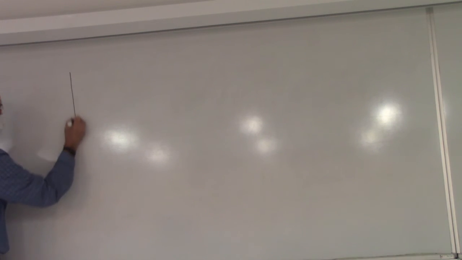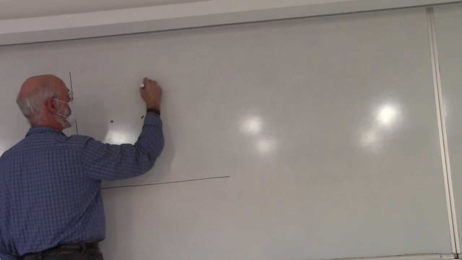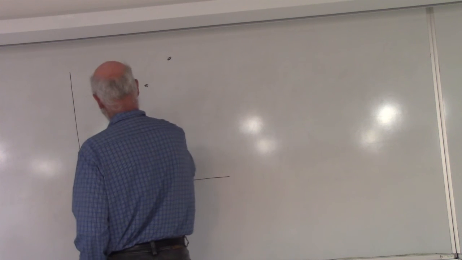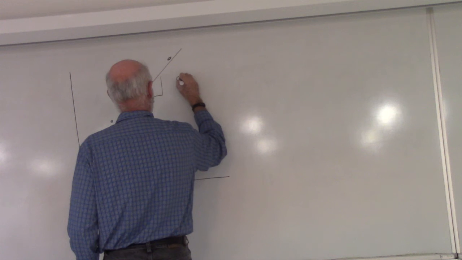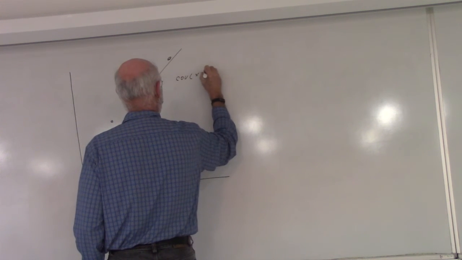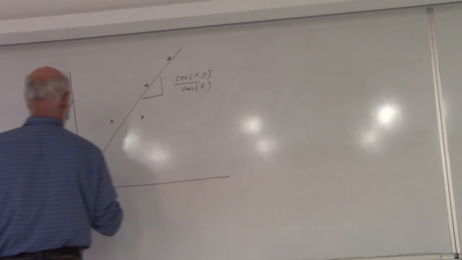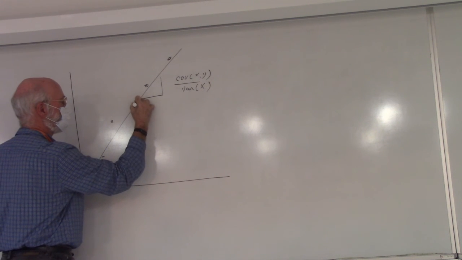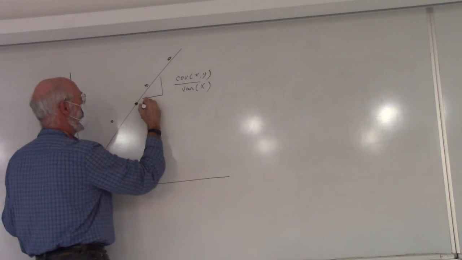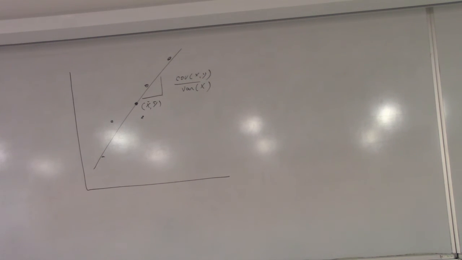So, we're going to take our data points. We're going to find the line that has the slope covariance of x comma y divided by the variance of x. And that line is going to go through the point x bar comma y bar, like that. That's how easy it is to do that.